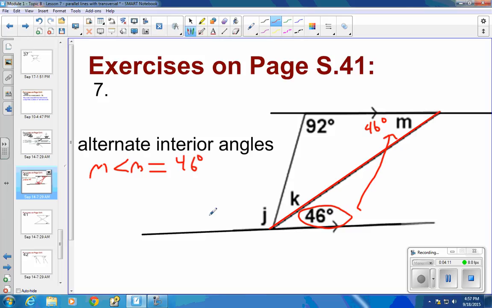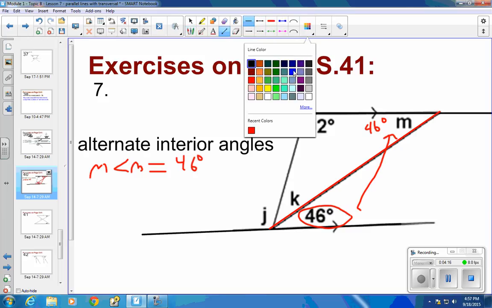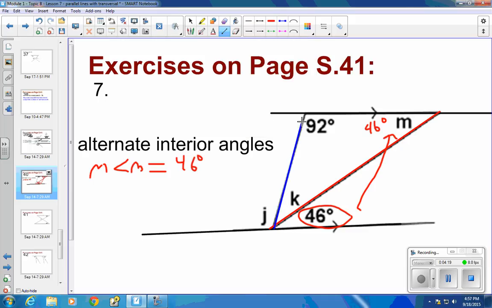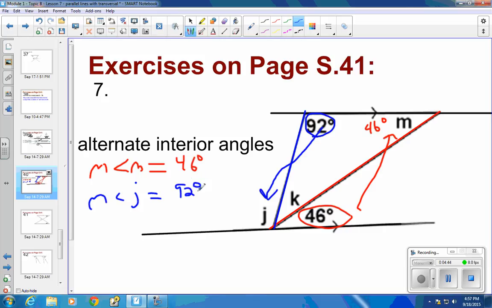Okay, and then I can use this 92, so let's grab another color here. So I'll grab some green. Blue, I like blue. Okay, so there's my other transversal, and if I grab my marker, this 92, if I go alternate interiors, go across the line, and head over here, would be the same as J. So the measure of angle J is equal to 92 degrees because it is an alternate interior angle. Okay, so that's 92 degrees here.